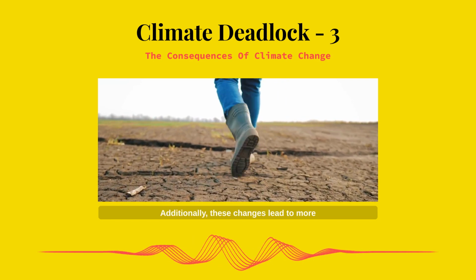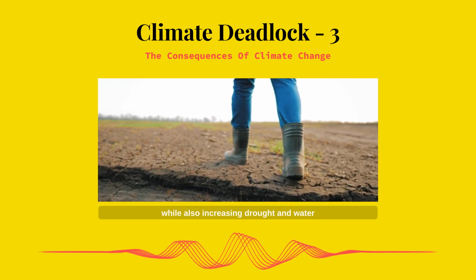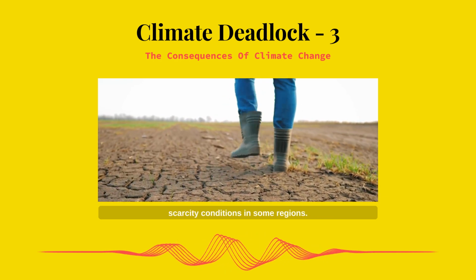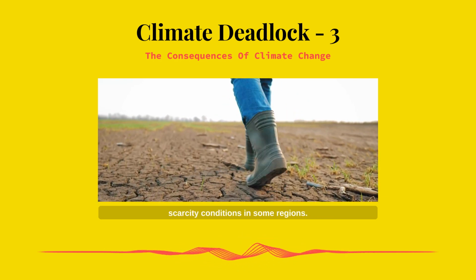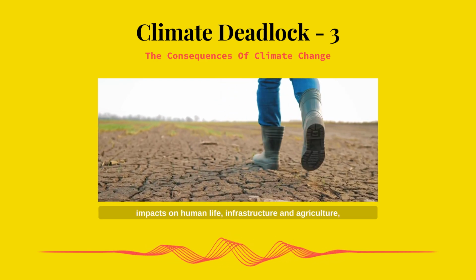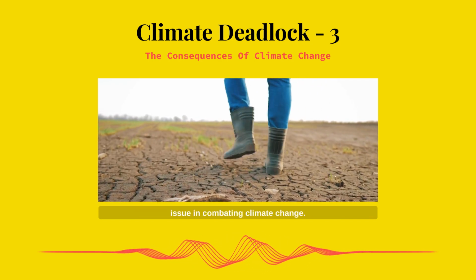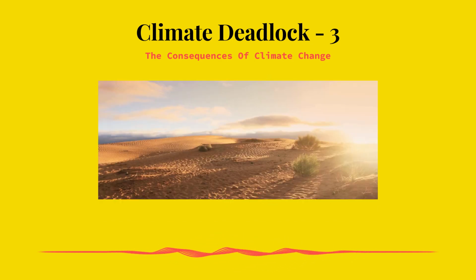Additionally, these changes lead to more frequent floods and extreme precipitation events, while also increasing drought and water scarcity conditions in some regions. These types of disasters have significant negative impacts on human life, infrastructure, and agriculture and should be addressed as a critical issue in combating climate change.